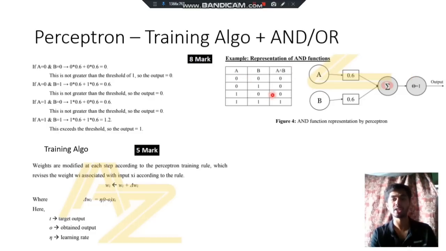For the representation of the AND, basically what is a perceptron? Perceptron means the single unit, the simplest unit of a neural network representation. And for the training algorithm, I'll be discussing it. And what is AND/OR?